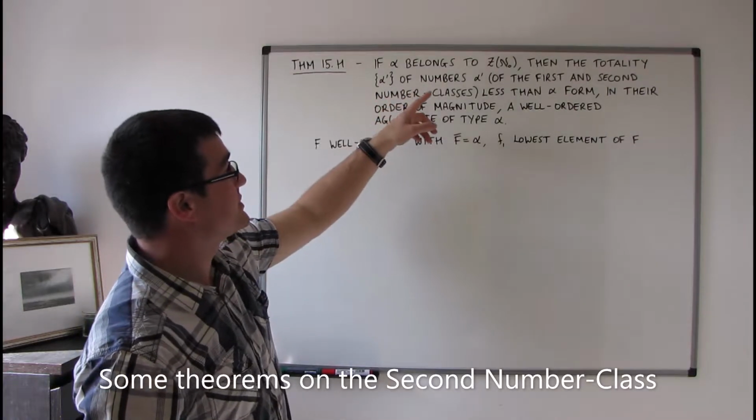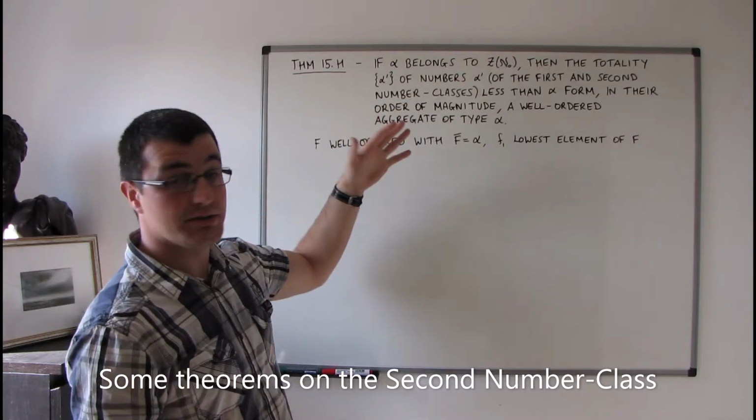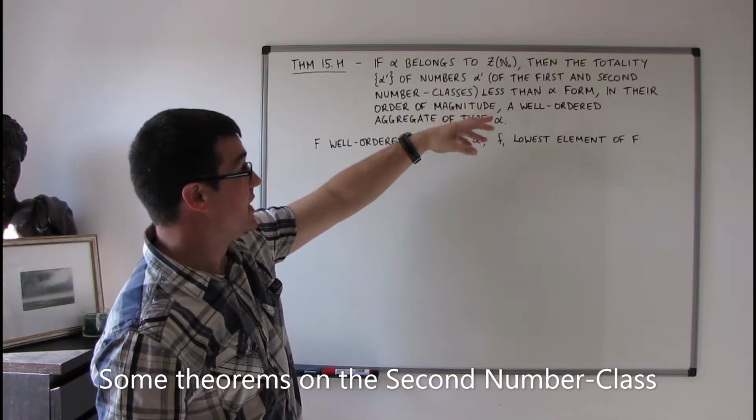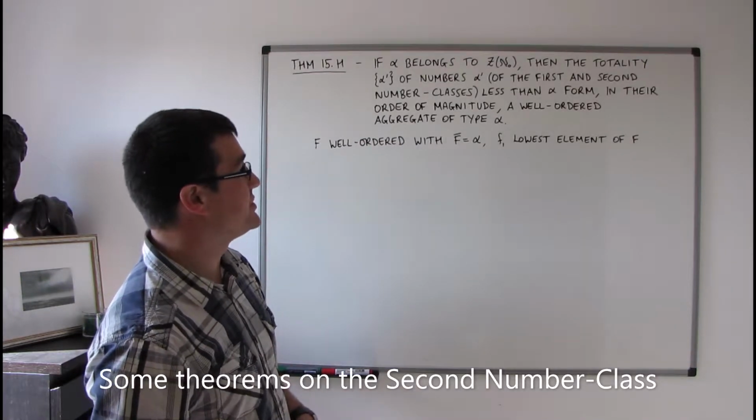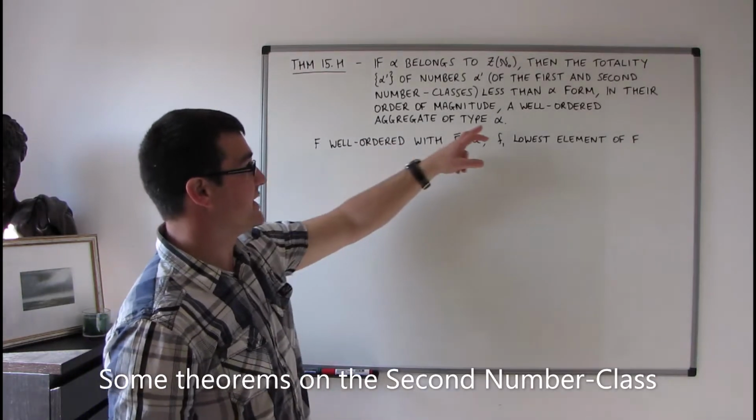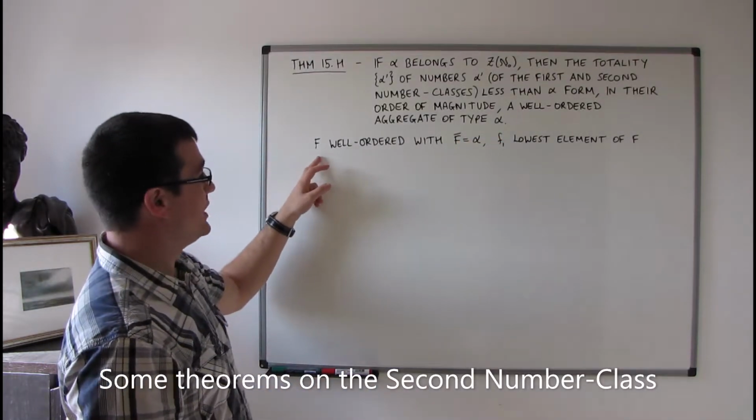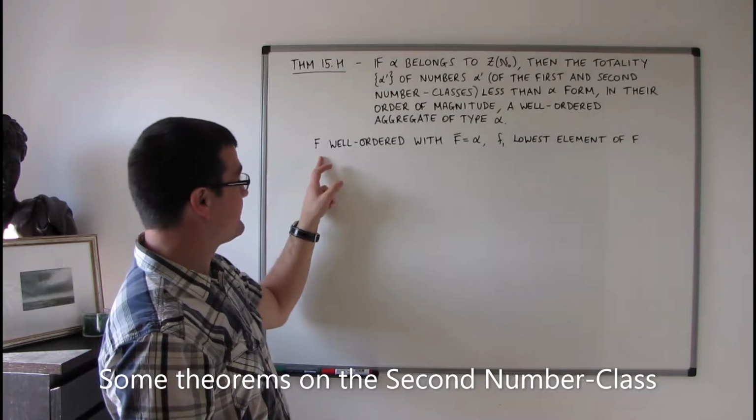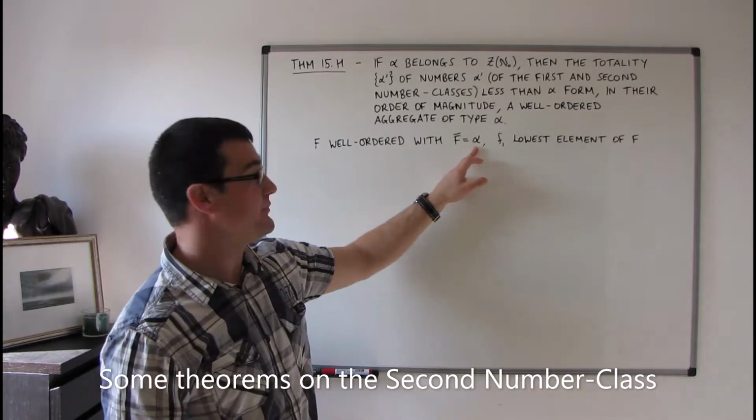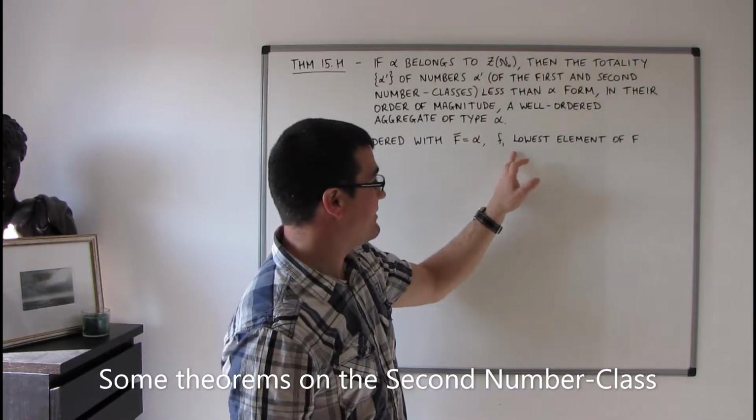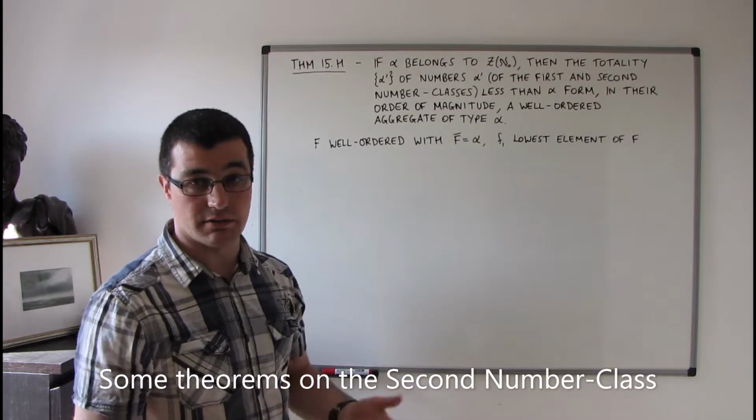So if alpha belongs to the second number class, then the totality of ordinal numbers alpha prime of the first and second number classes less than alpha form, in their order of magnitude, a well-ordered aggregate of type alpha. The starting point here is to choose a well-ordered aggregate F such that the ordinal number of F is alpha, and let's say that F1 is the lowest element of F. With it being a well-ordered aggregate, it's got a lowest, or a least, element.